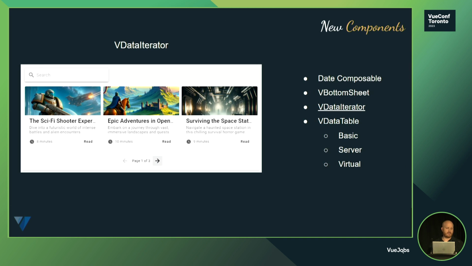Data Iterator is essentially the base level of what a data table does, and it's for displaying non-tabular data and long lists. It's very flexible and allows you to basically build your own way of displaying data through pagination with all kinds of filtering, sorting, ordering, etc.